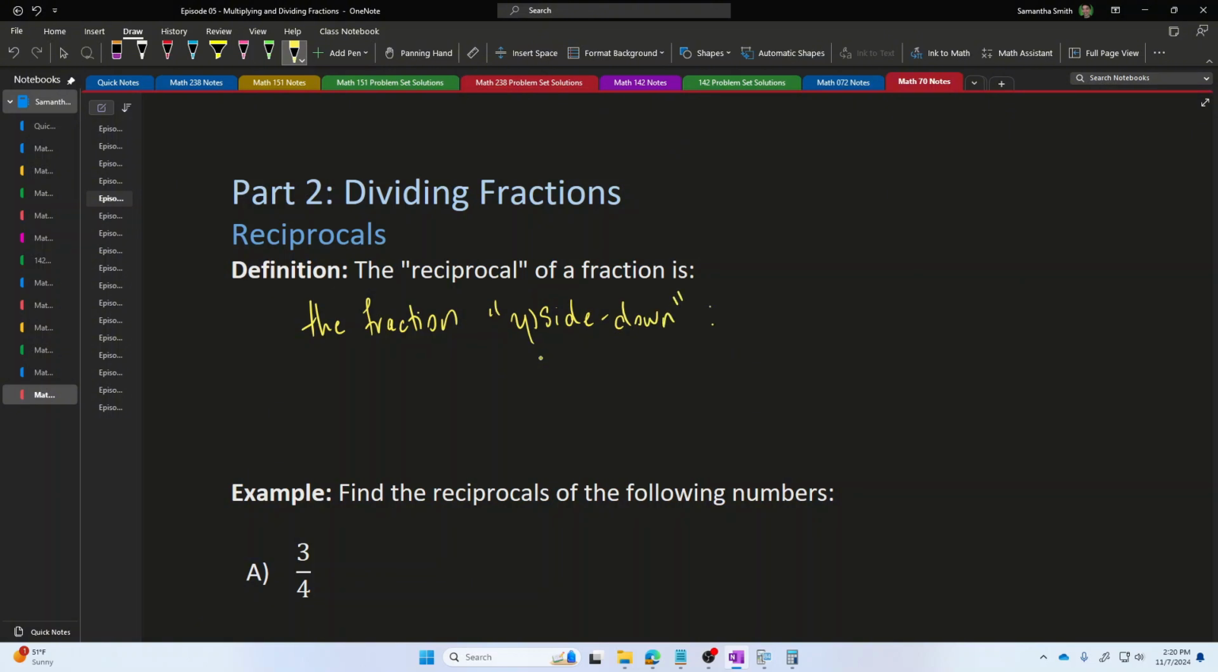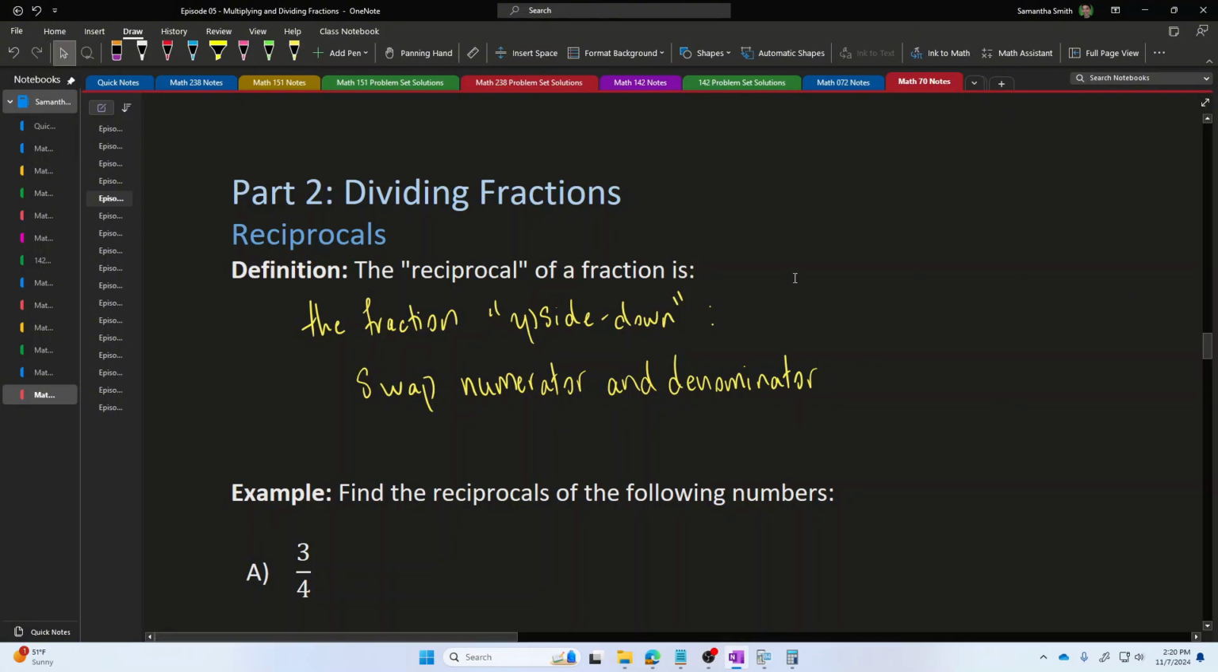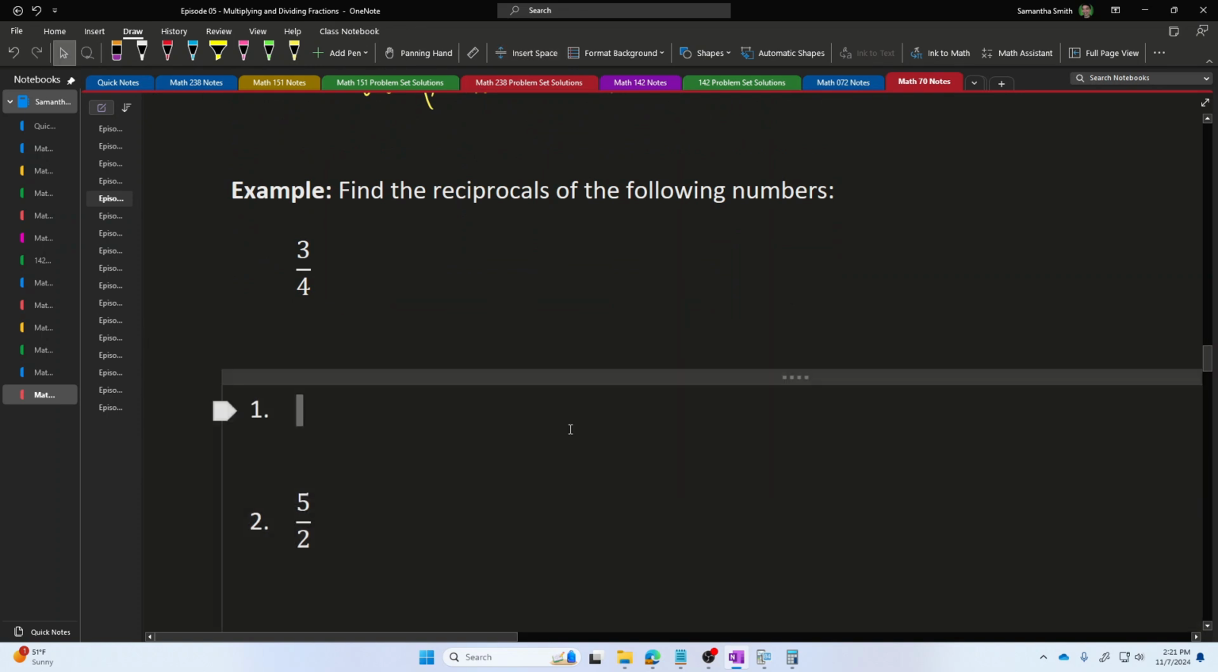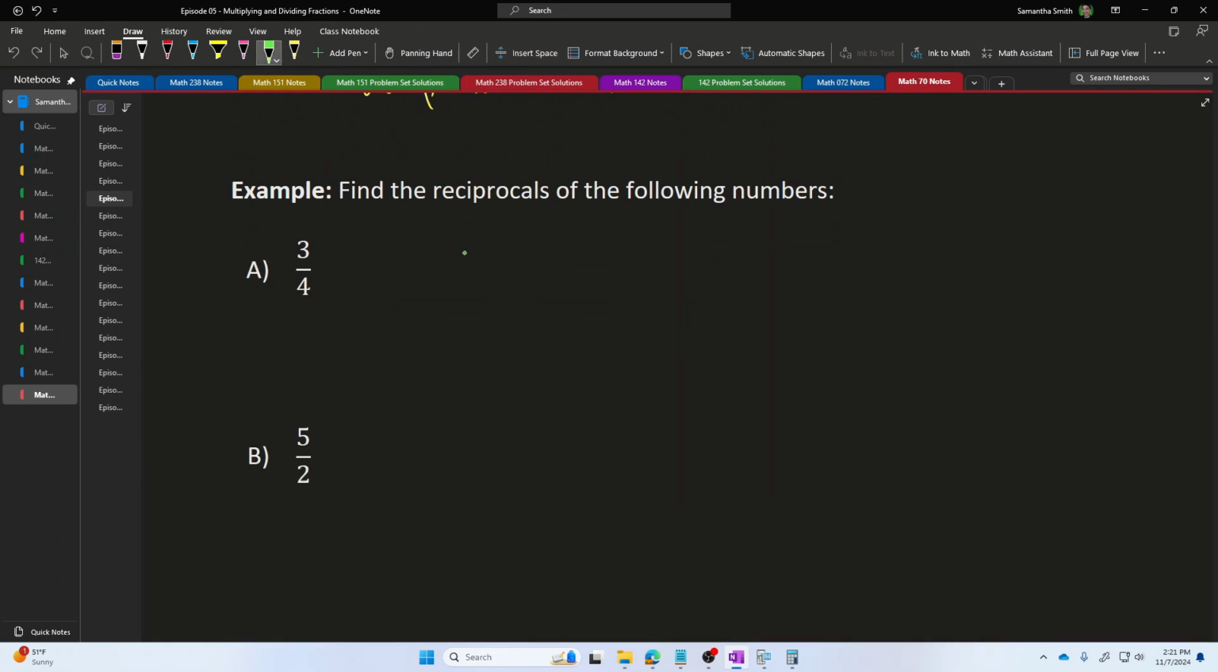Take the numerator and the denominator and swap them. If you swap the numerator and the denominator, then the result of that swapping is what's called the reciprocal of your fraction. So for example, someone says to me, what is the reciprocal of 3 over 4? To answer that question, all I have to do is flip the fraction upside down and put 4 in the top and 3 in the bottom.